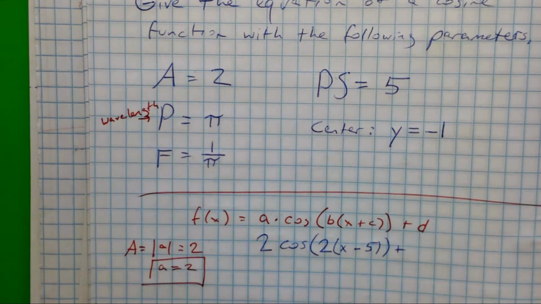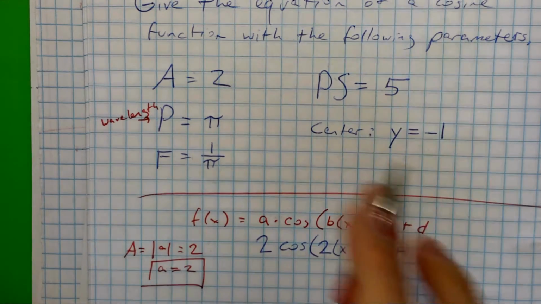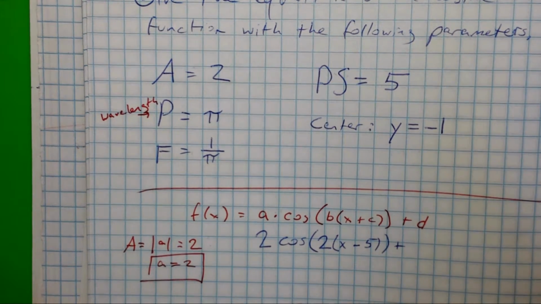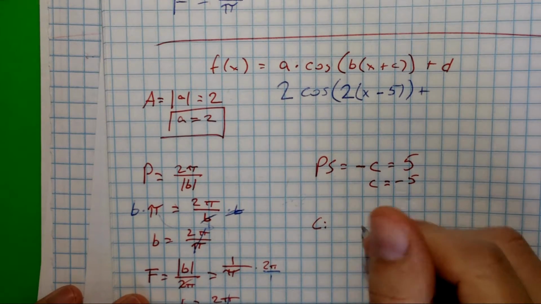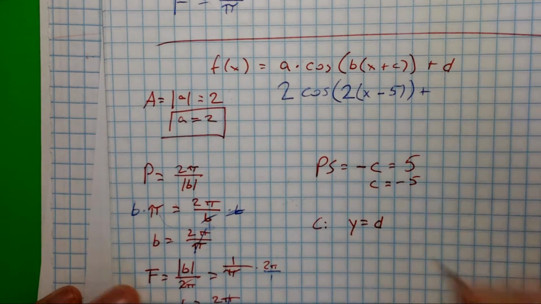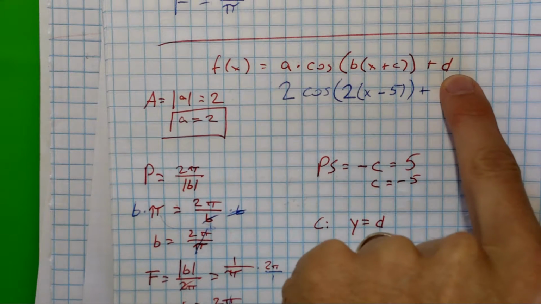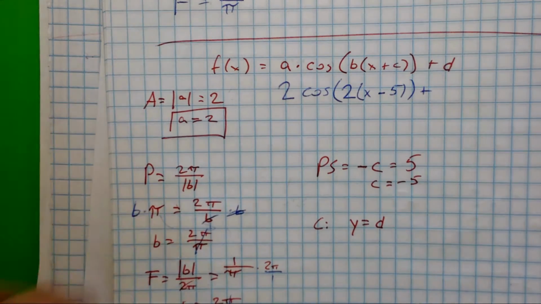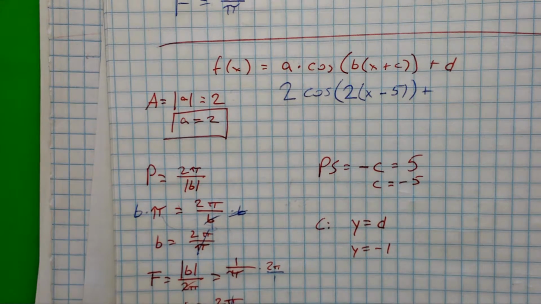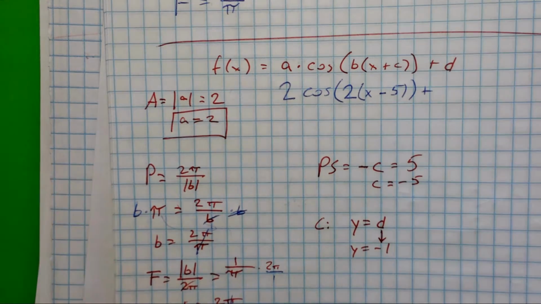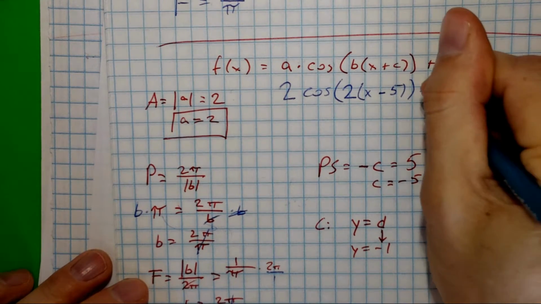So the center, what I called yesterday the center line, so the center is always at y equals d. So it would be at y equals 0 unless there's a vertical shift, then it's going to be at y equals that number. So if my center line is y equals negative 1, then what is my value for d? Negative 1. So I'm going to have plus negative 1, or I might rewrite that as minus 1.